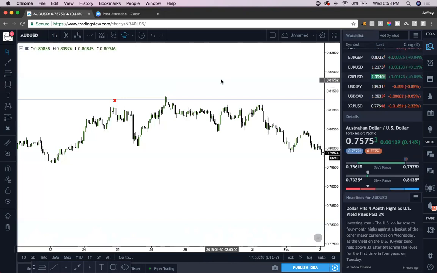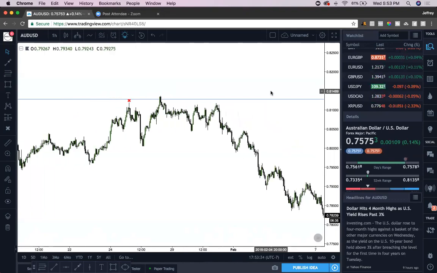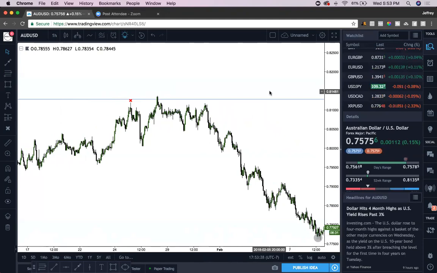And Hugo, for support and resistance, all I use is ICT bullish and bearish order blocks. That's the only support and resistance I use.